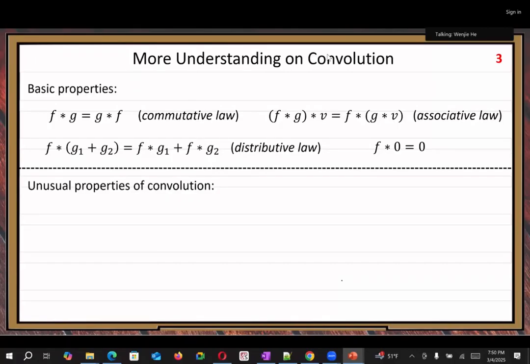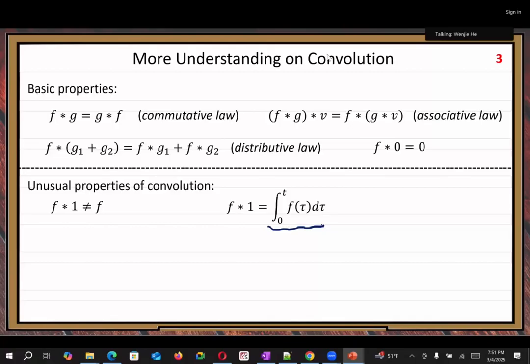But there are some unusual, special properties. Let's see. The first one: if you do the convolution between any function and the function 1, you won't get the same function. Because f star 1, by the definition, is the integral of the original f function.